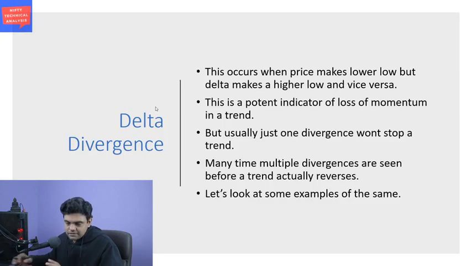Delta divergence, we have seen this in detail. This occurs when price makes a lower low but delta makes a higher low and vice versa, and I have given you precise rules to follow when you are spotting a delta divergence. I will bring that particular video and add it again here for your reference, or I'll add a link to that video for your reference.